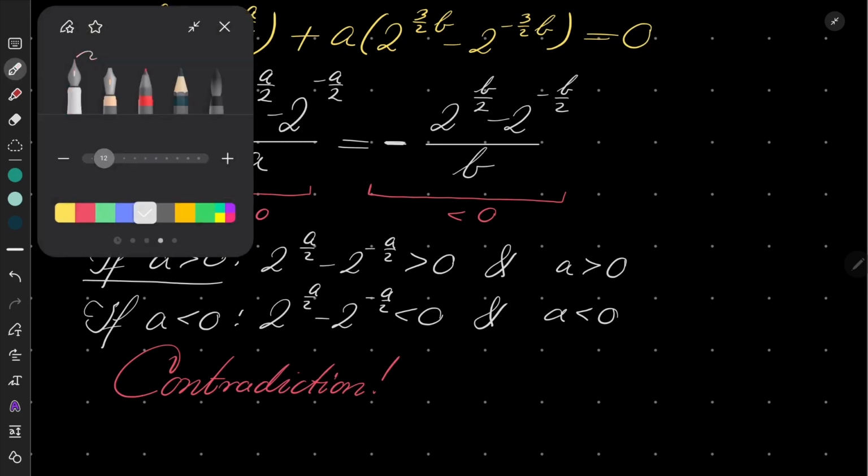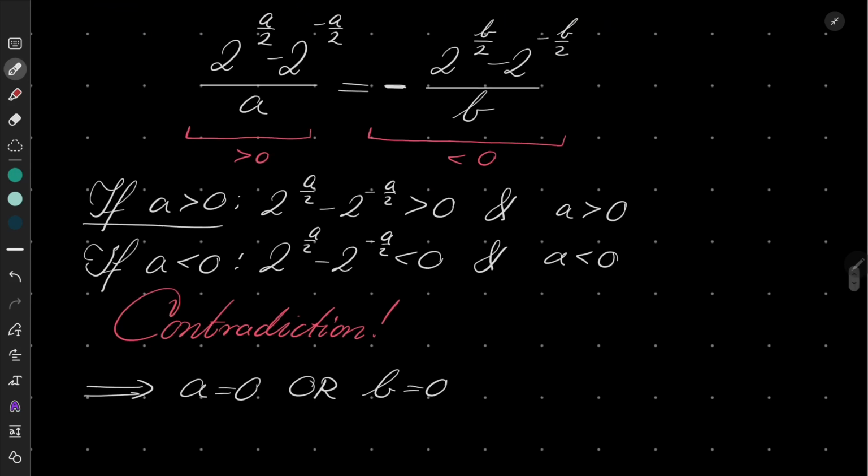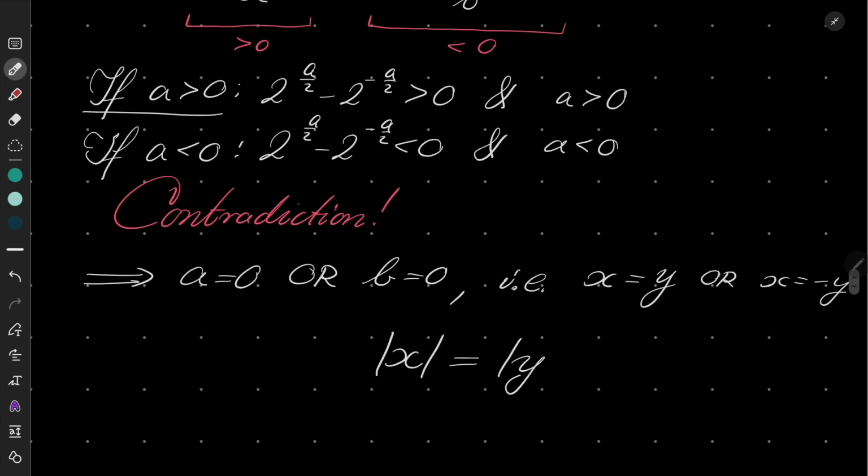So what's the conclusion? That means that either a equals 0 or b equals 0, i.e. x equals y, or x equals minus y. In other words, the absolute value of x equals the absolute value of y, which was desired. And that closes our proof and our problem.